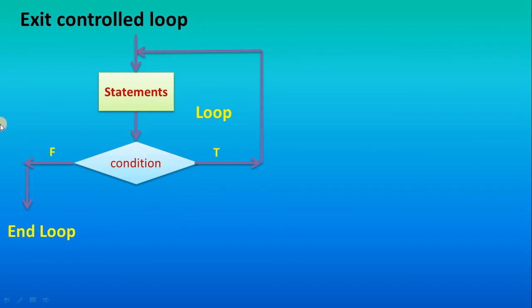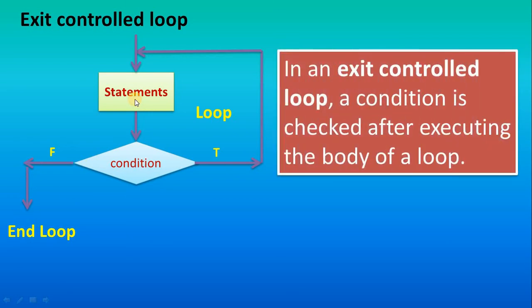Next one is the exit control loop. The body runs first and then the condition is checked. After checking the condition, if it is true, it will run the body again, then the condition is checked again, and it will run the body again if it is true, and if it is false, then it is the end of the loop. So the important thing here is that in an exit control loop, the condition is checked after the body of the loop.